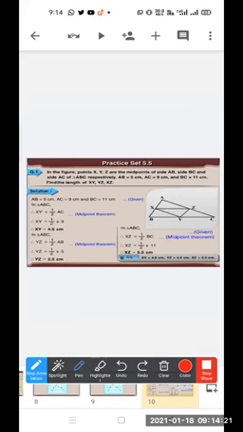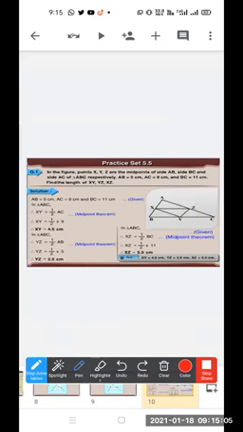Again we have to consider triangle ABC. Now Y is the midpoint of BC and Z is the midpoint of AC. Here YZ is parallel to AB. The segment joining the midpoints of any two sides of a triangle is parallel to the third side and half of it. So YZ is half of AB. AB is given 5. Substitute the value, half into 5, that is 2.5 centimeters. So YZ is 2.5 centimeters.